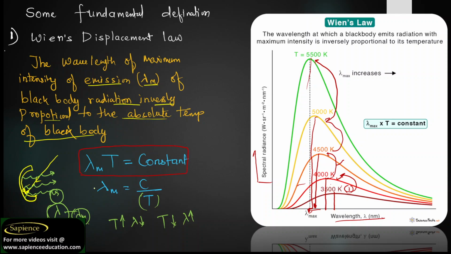So that's why this law is known as Wien's displacement law. There is always a shift of lambda, a displacement in the opposite direction. That is, there is a decrease in the wavelength as the temperature is increasing.